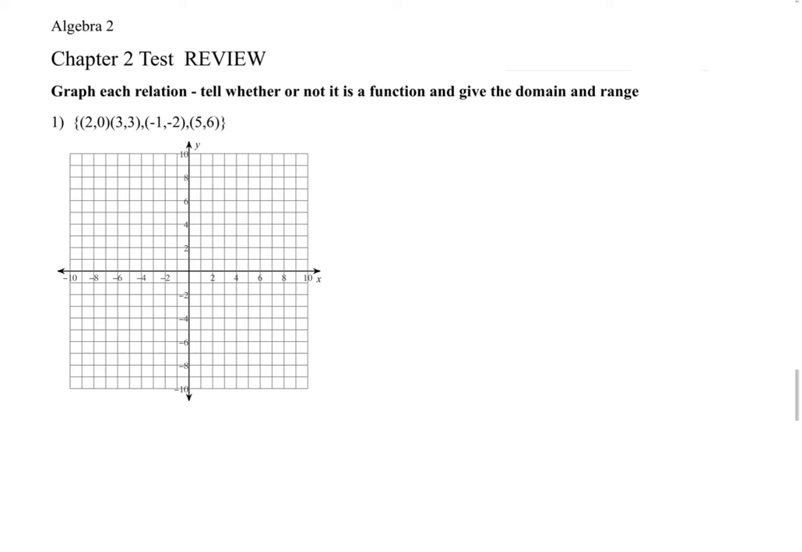So graph the relation. They literally just want you to put the coordinates on there. X and Y. X goes left and right. Y goes up and down. You have 4 points. You're going to plot those 4 points.